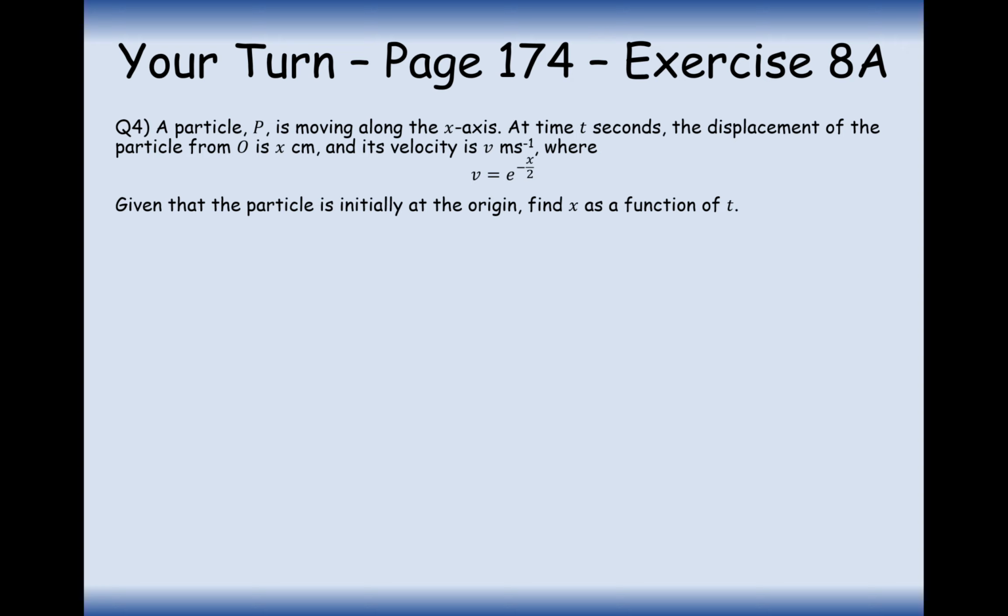Okay, so let's have a go at question 4 then. A particle P is moving along the x-axis. At time t seconds, the displacement of the particle from O is x centimeters and its velocity is v meters per second, where v equals e to the minus x over 2. Given that the particle is initially at the origin, find x as a function of t.